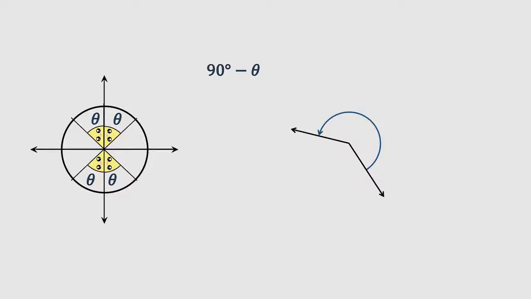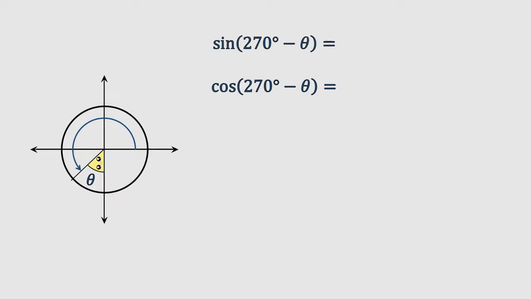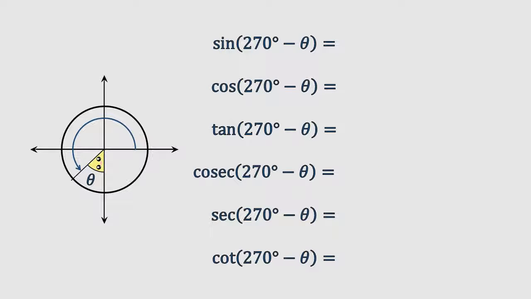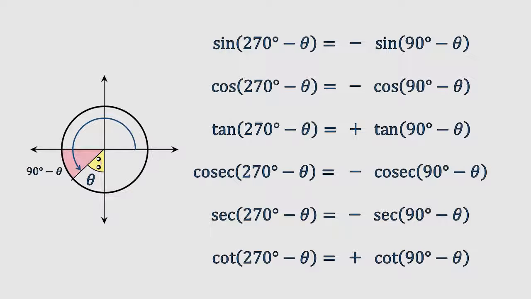Let's consider a random angle whose base angle is 90 degrees minus theta, say 270 degrees minus theta. Let's investigate the 6 trigonometric ratios for the angle 270 degrees minus theta. Since the base angle for 270 degrees minus theta is 90 degrees minus theta, we have the following results, which can be simplified in terms of cofunctions.